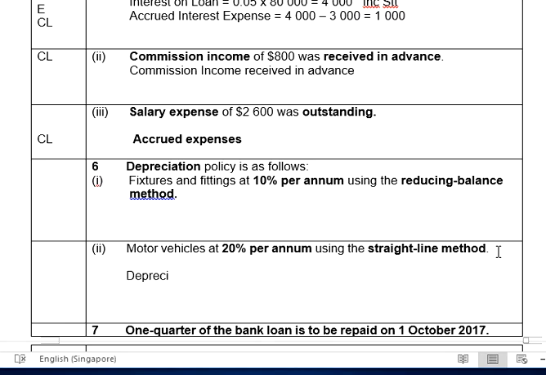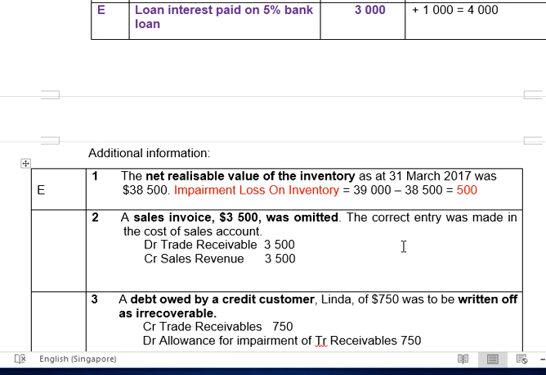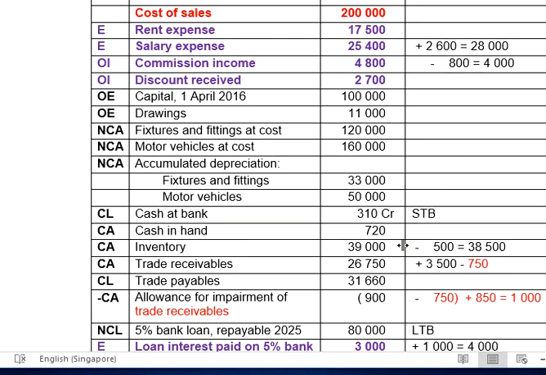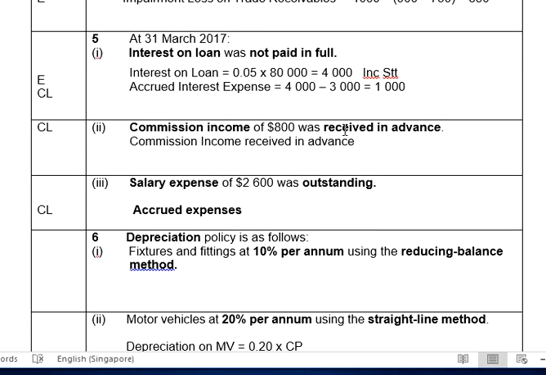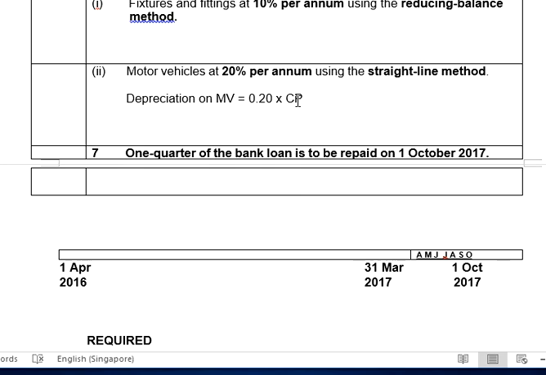Depreciation on motor V equals 20% times cost price. Go and look for its cost price in the trial balance for motor V. This is labeled as 160,000 cost price here. Use this figure to calculate 20%.